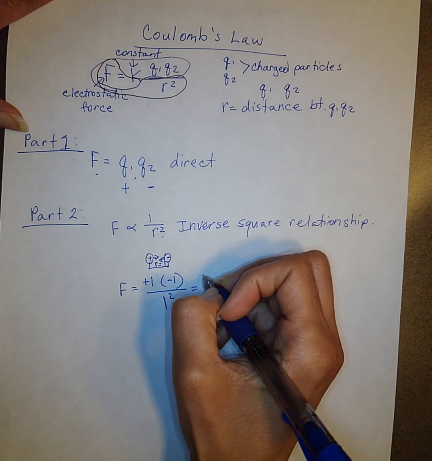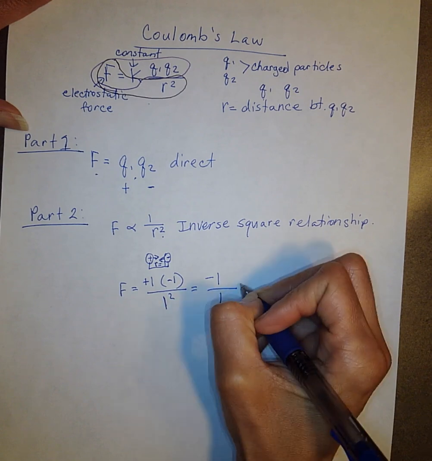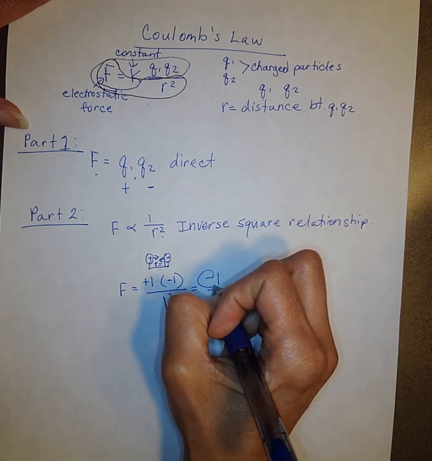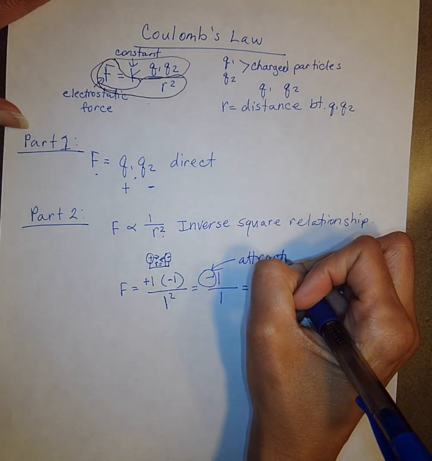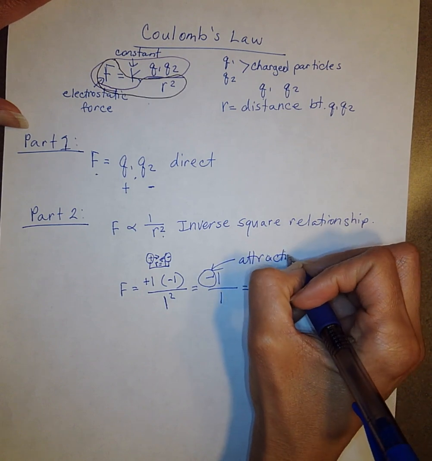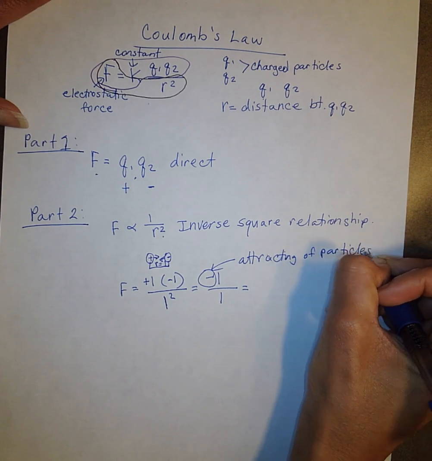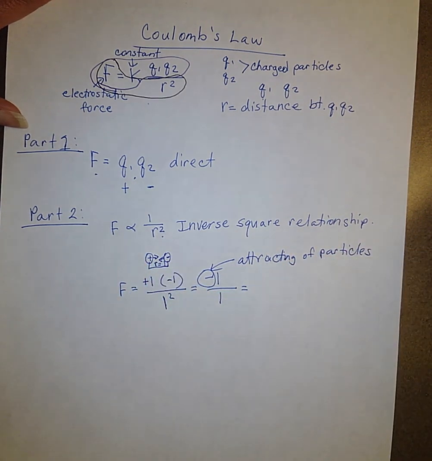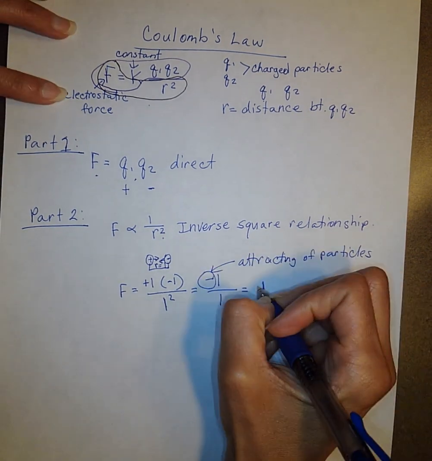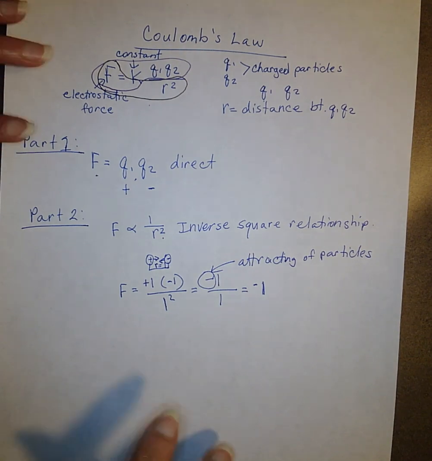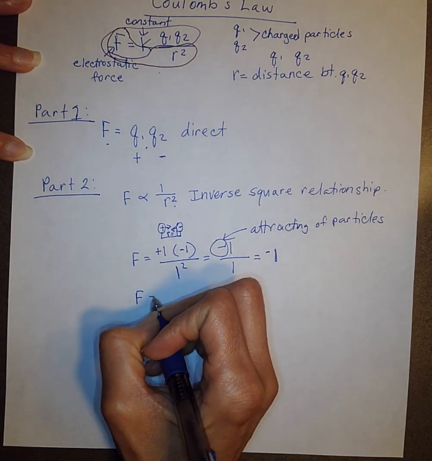That does really help you understand what Coulomb's law is saying, because it turns out that the force is just negative 1, and this negative sign means the particles are attracting one another. That usually happens when you have a proton and an electron. So this gives you a negative 1 value, and that's fine, but that really doesn't illustrate the inverse square relationship. But let's do this now.